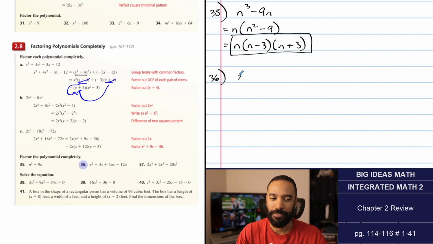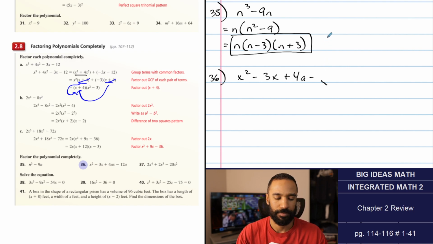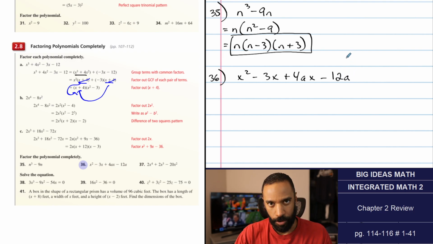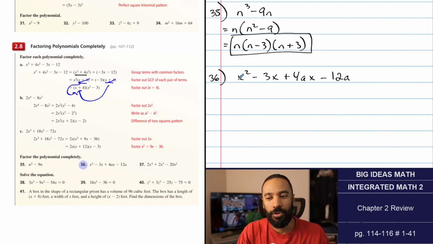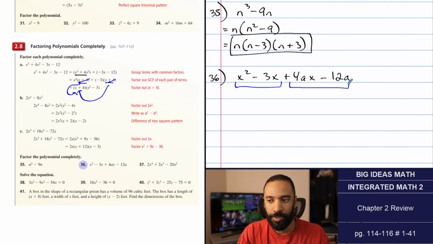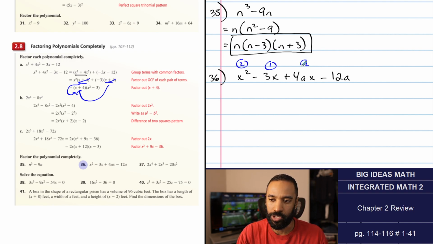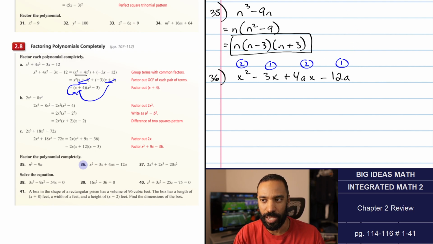So at number 36, we have x squared minus 3x plus 4ax. Whoops. Let's do that again. Plus 4ax minus 12a. Now, although I could factor by grouping right now, for the sake of other problems where you can't with a disarray of items, it's worth your while to check whether you are in standard form or not. This is degree 2, degree 1, degree 2, degree 1. So technically it's not in standard form.